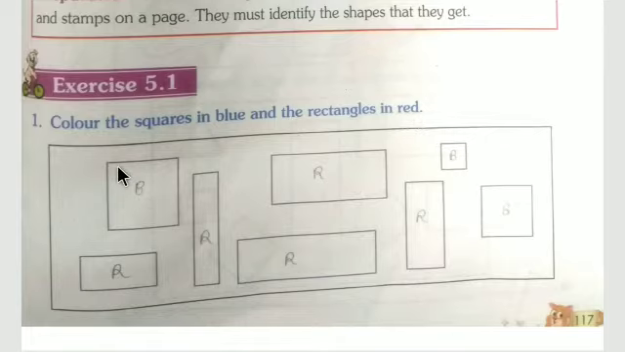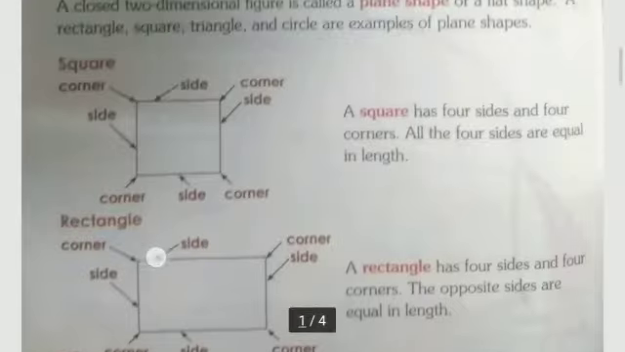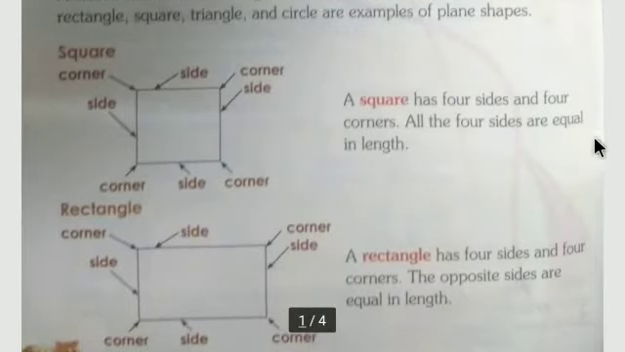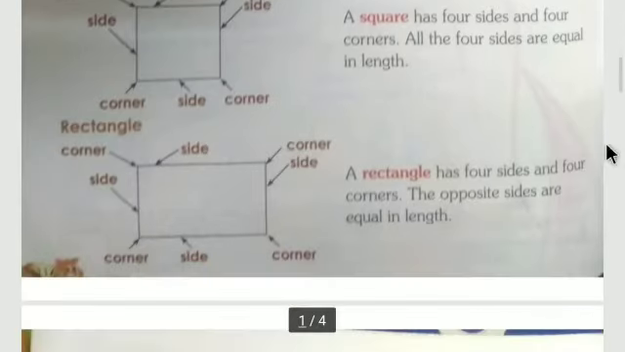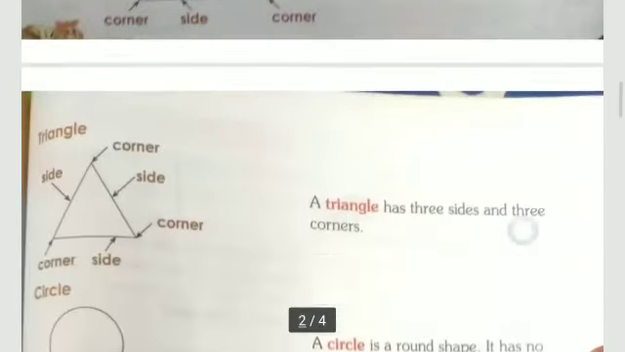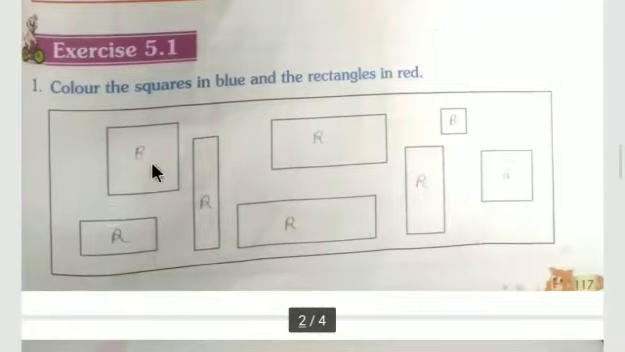See, so how will you identify? See, in a square all the 4 sides are equal in length, and in a rectangle opposite sides are equal in length. So see, here you can see all the sides are equal in length. So in this shape we will color blue. Here also we will color blue. Rest all the shapes are rectangles. So we will color red in all these shapes.